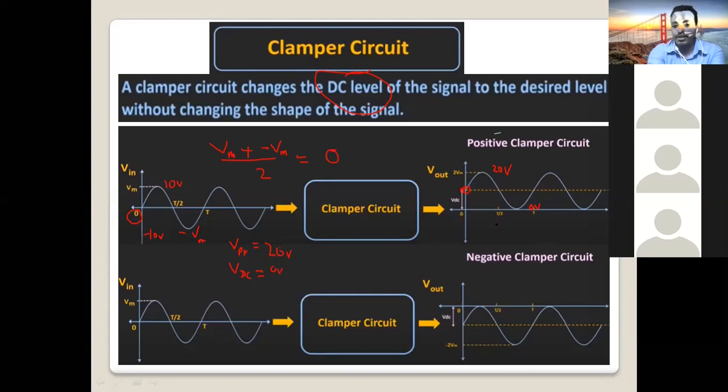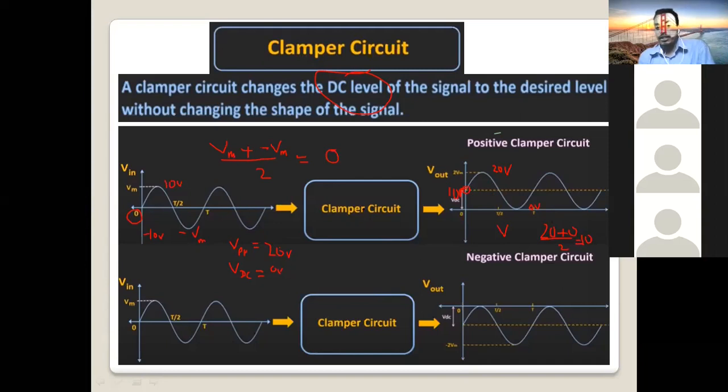What will be the average value here? The maximum in this case will be 20, minimum voltage 0, divided by 2, which will be 10. So here you see 10 volt DC. We get 10 volt DC in this condition, where this additional DC comes from the clamper circuit. I will explain later how to construct a clamper circuit. But here I'm trying to define a clamper circuit.